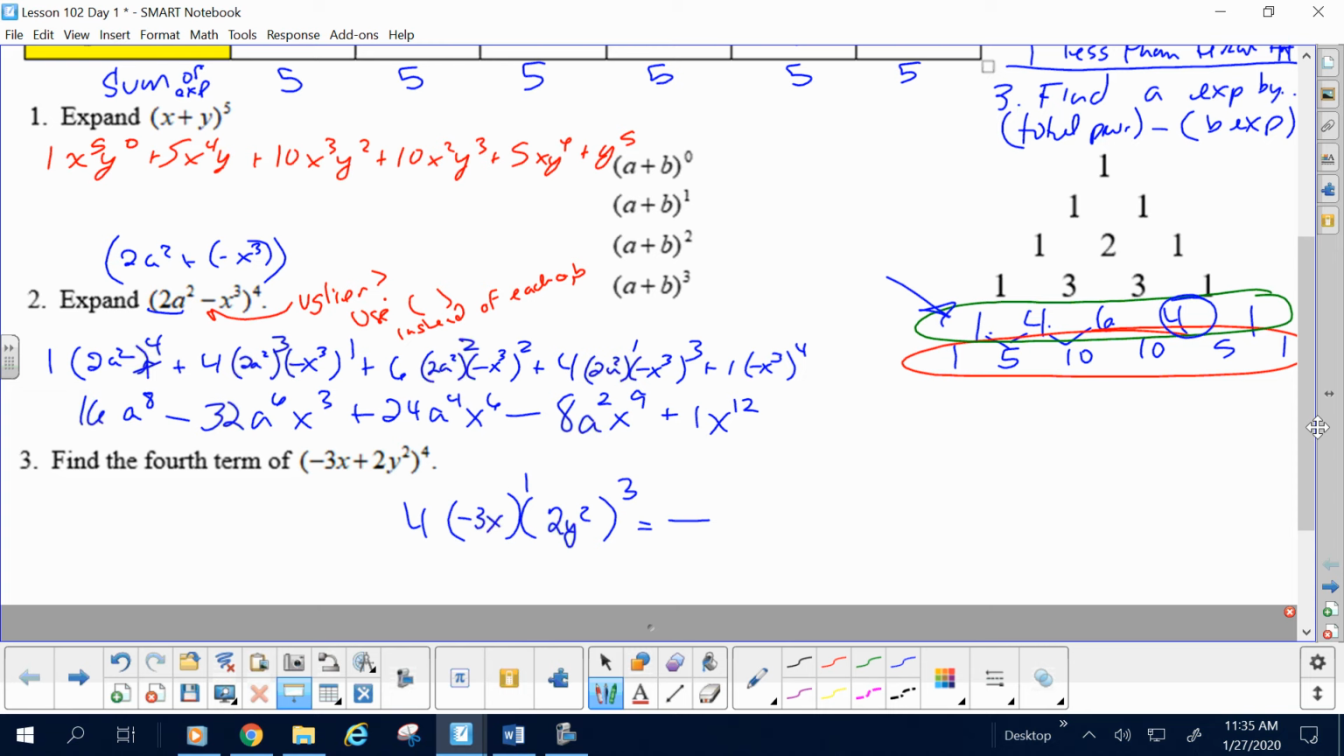Wait a second. Sorry, I misspoke. Okay, so try again. Is this 2 times 3 or 2 to the third? 2 to the third is 8. And 8 times 4 is 32. What's 32 times 3? 96. All right. X to the what? First, and Y to the 6. All right. That's the idea.